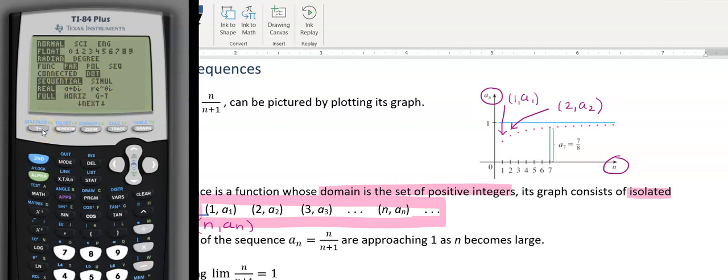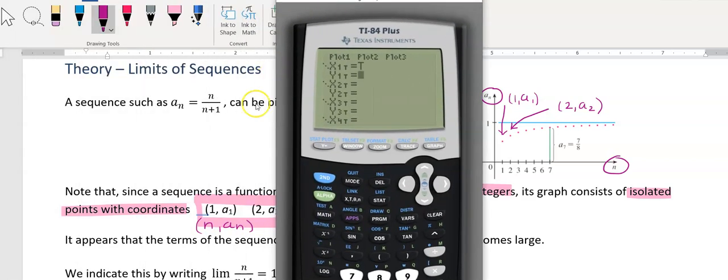Okay, so now we're going to go to our y equals, and we have to put this in parametric. So to do that, we're going to have our x sub 1 be just the variable t, and then our y sub 1 is going to be the function that we're working with. So the function that we were working with, if you recall, was n over n plus 1, and in our calculator it's just going to be t over t plus 1. So variable t over parentheses t plus 1. So there we have that.